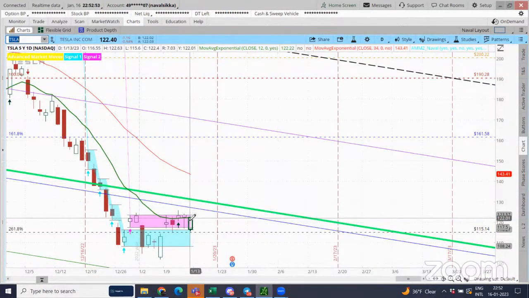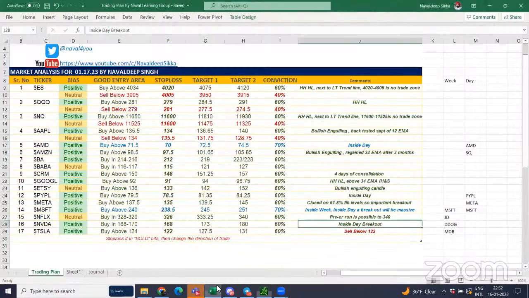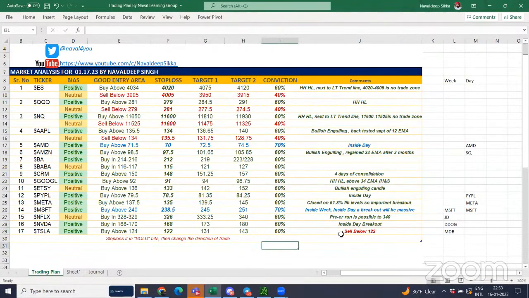So assuming everything is positive and I go above 124, I have legs for 130 and 143. So 131, 143, and sell it below 122.